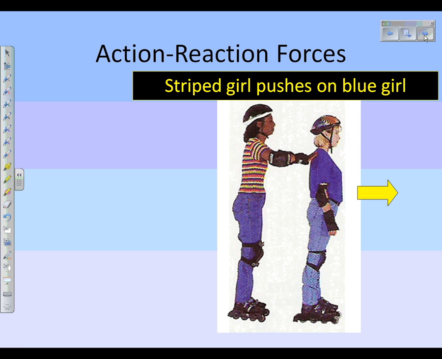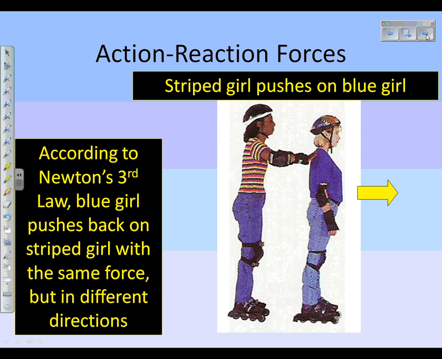There it is. Okay? But Newton's third law says that equally and automatically, without trying, blue girl applies a force back on striped girl that is equal in magnitude but opposite in direction. Automatically and without trying, that happens. She doesn't have to turn around and push striped girl. Whenever blue or striped girl applies a force to blue girl, automatically blue girl applies that force back to striped girl.